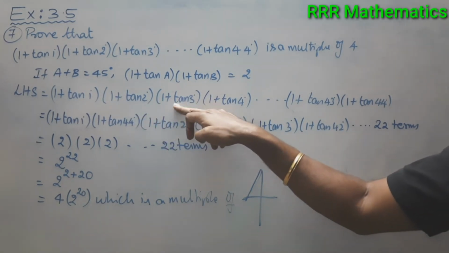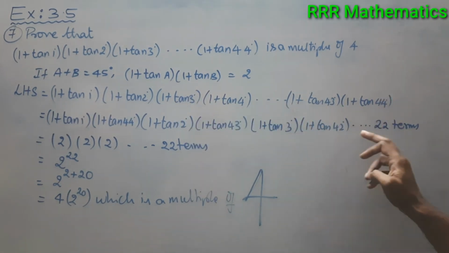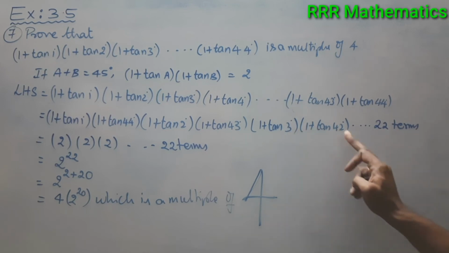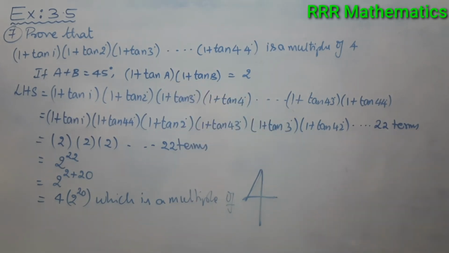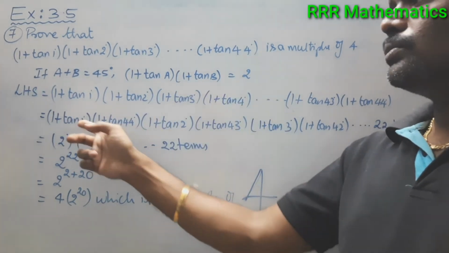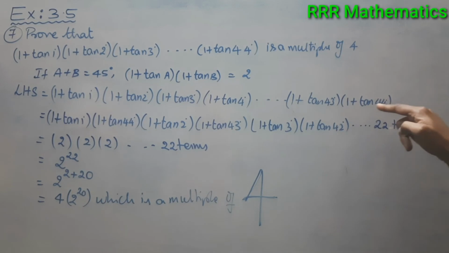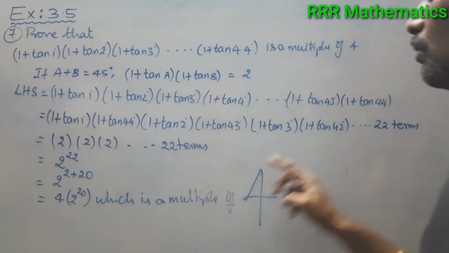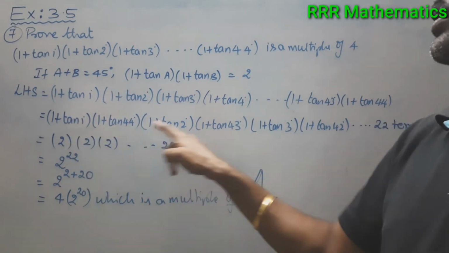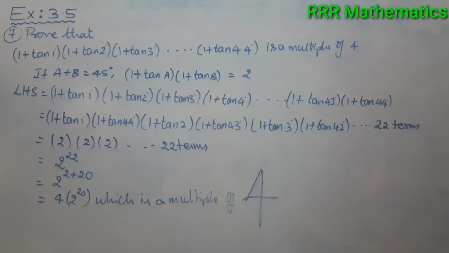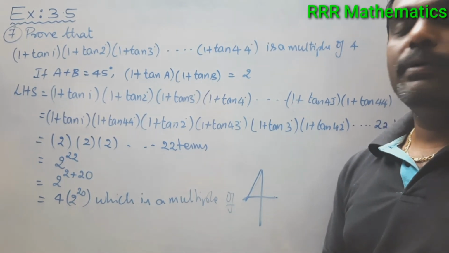The third bracket, 1 plus tan 3, and the third from last, 1 plus tan 42, whose sum 3 plus 42 gives 45. So I can make such pairs, etc. 22 terms. Each pair gives the result 2. So 2 into 2 into 2, etc. How many terms? 22, because here 44 brackets are there and we are making a relation between two brackets. So 22 such pairs, and each relation gives 2. So I am getting 2 into 2 into 2, 22 times. So I can write this as 2 power 22.